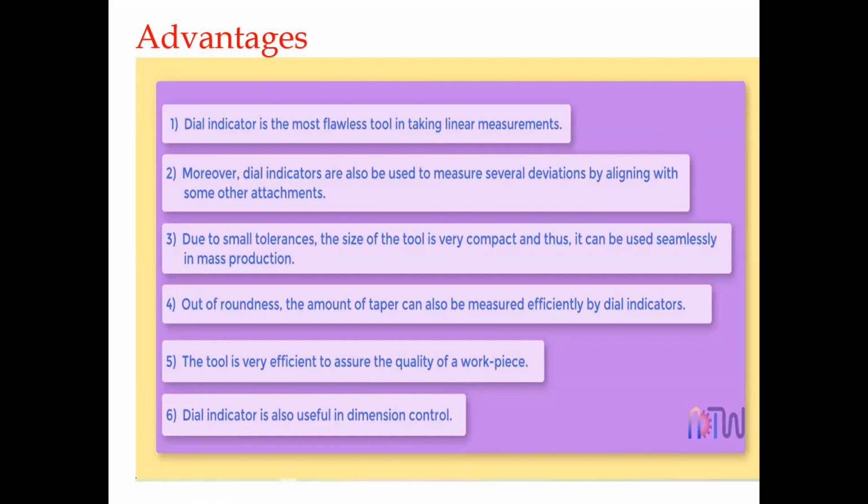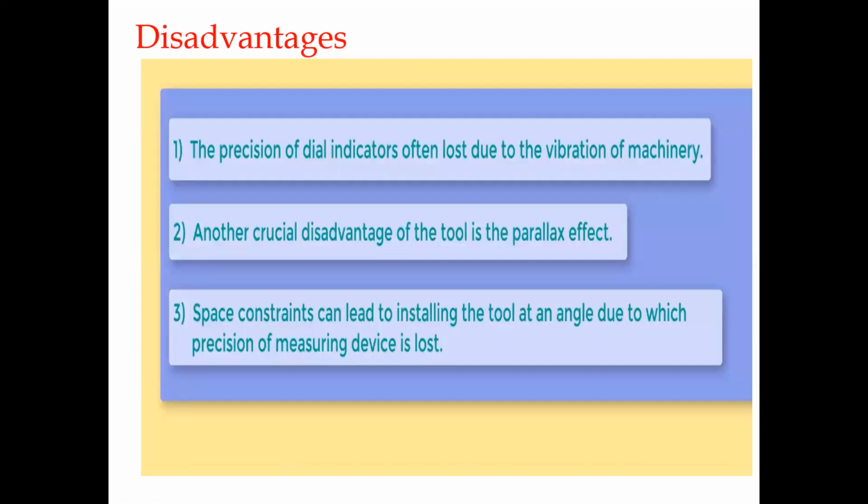Okay, simply controlling the dimension within the limits. Right. Next, disadvantages. What are the disadvantages that exist with the dial indicators? The precision of dial indicators often is lost due to the vibration of machinery. While working, the machineries are subjected to vibrations. Mostly these vibrations are nullified with the help of isolation.